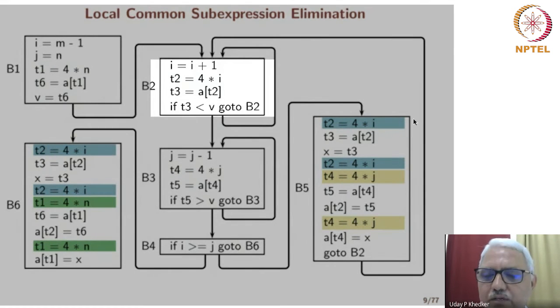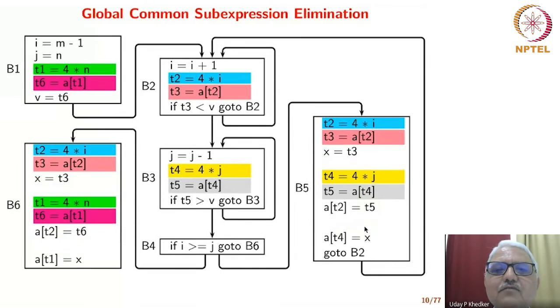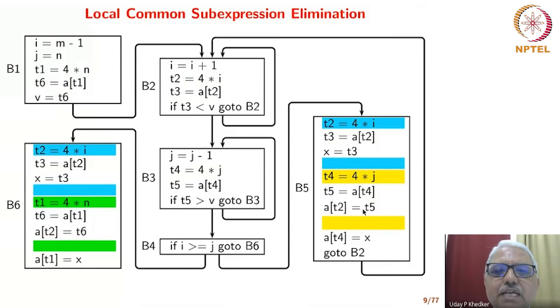Okay, so the important point is that here we have the expression 4 star I, and here also we have the expression 4 star I, and between these two occurrences of 4 star I, the value of I is not changing, and therefore the second occurrence is redundant. Similarly, here also we have an occurrence of 4 star J, and the value of j is not changing, and therefore this occurrence of 4 star j is redundant. Similarly, here the value of n is not changing, so this occurrence of 4 star n is redundant. So we can eliminate these occurrences.